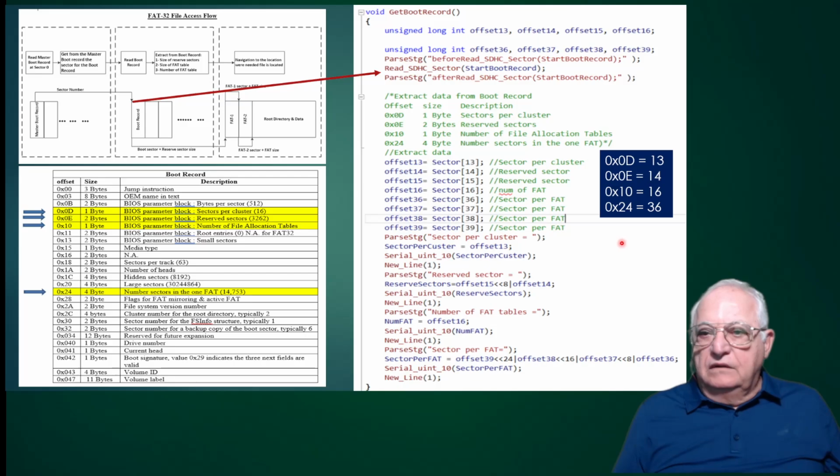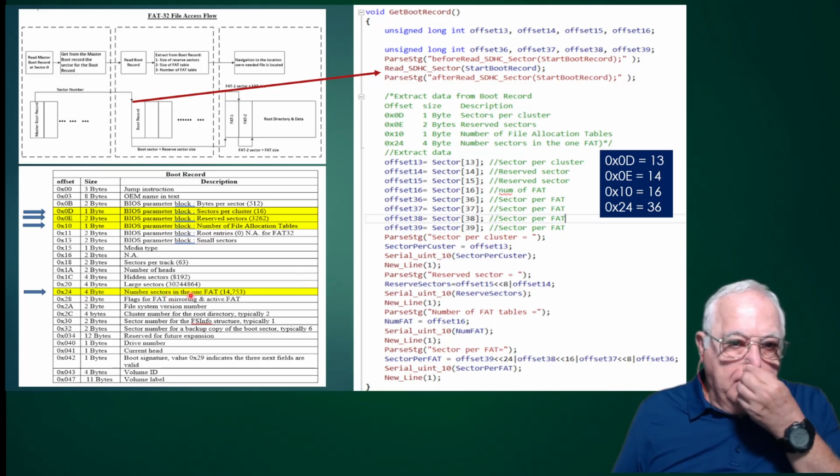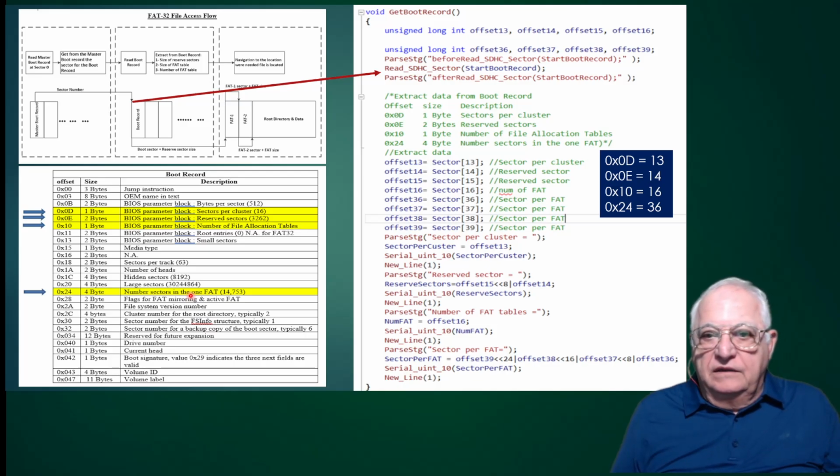Sorry, 0D is 13, sector per cluster. 14 is reserve sector, so we have 2 bytes that we have to put together for the size of the reserve sector. It's going to get us all the way up here. Here we have the 2. Sectors per FAT, we have 4 bytes of the sectors per FAT. And so let's put together. So now we have all our parameters. So let's concatenate our numbers.